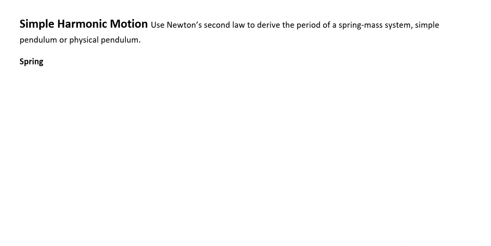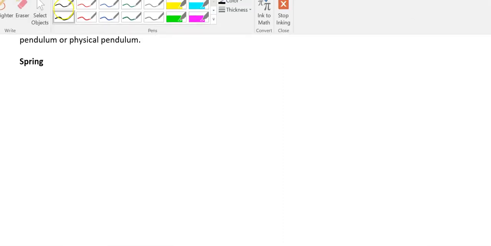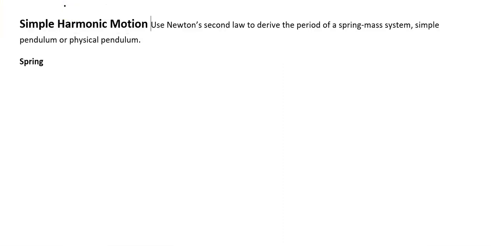Okie dokie. So we're going to go ahead and do a couple things in this video. This is all about simple harmonic motion, and we're going to use Newton's second law to derive the period of a spring mass system, a simple pendulum, or a physical pendulum. If you have not already, I would encourage you to watch my video called Newton's second law, simple harmonic motion. In that video, we derive the period of a spring mass system. Right now, we're just going to summarize that for spring and then go into a little bit more detail for a simple pendulum and physical pendulum.